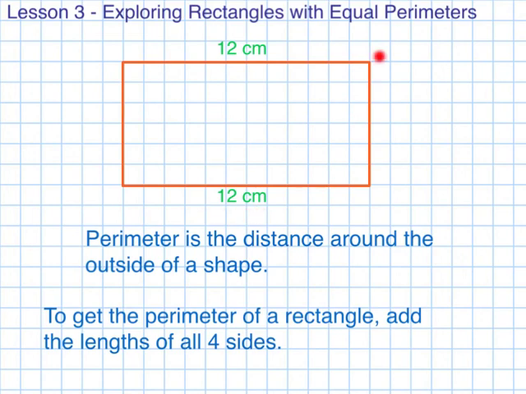The short sides have a length of 1, 2, 3, 4, 5, 6 centimeters. So now we have our four sides that measure 12 by 6 by 12 by 6. So to get the perimeter, we add up all four sides. So pause the video, see if you can figure out the perimeter of this rectangle, and then continue to see if you're correct.